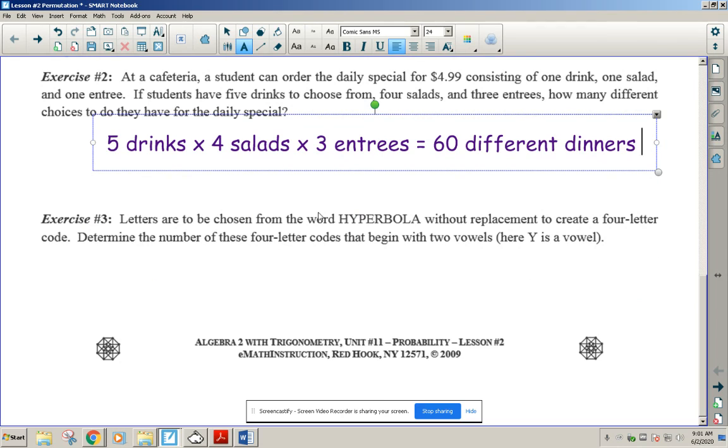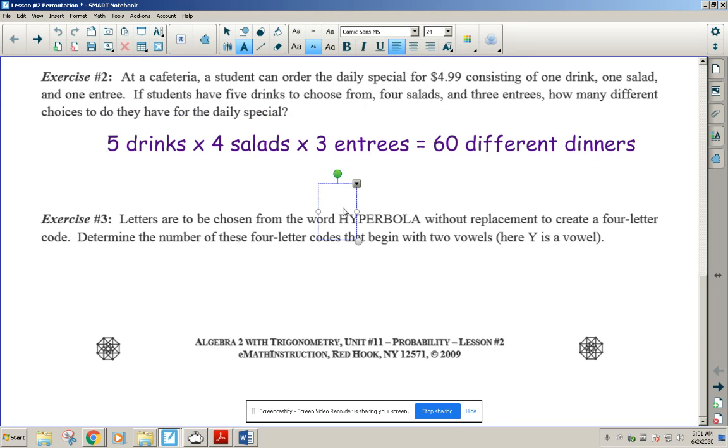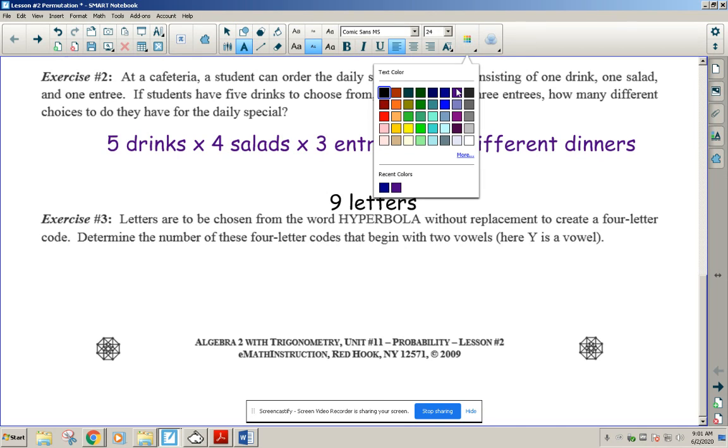Let's look at the word hyperbola. Now, none of the letters are repeating, and so this hyperbola has 9 letters. So we have 9 letters of the alphabet. None of them are repeating. And that matters to me, because it says here, without replacement, we want to create a 4-letter code. Okay, so I'm going to have four things in this code.